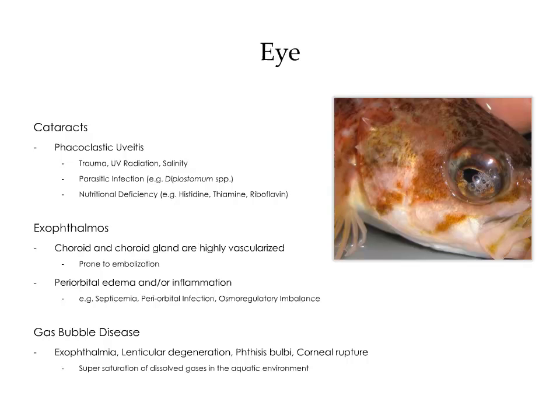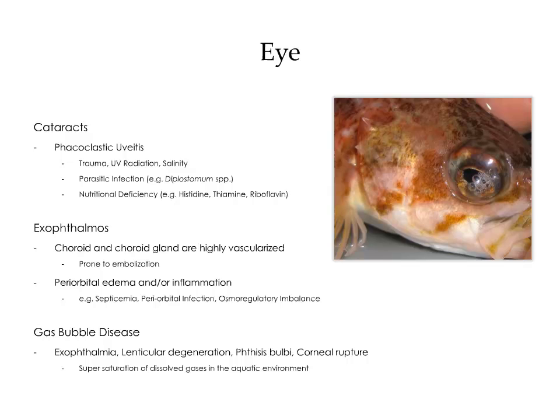Cataracts are another ocular lesion that's commonly seen in fish. This can be associated with phacoclastic uveitis. Potential causes of cataracts include trauma, ultraviolet radiation, and changes in salinity. Other potential causes include parasitic infection, like Diplostomum, and nutritional deficiencies, like histidine, thiamine, and riboflavin.